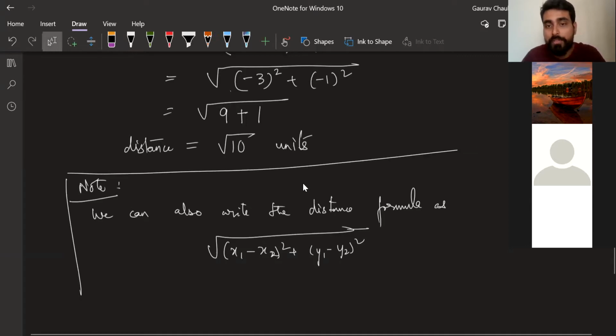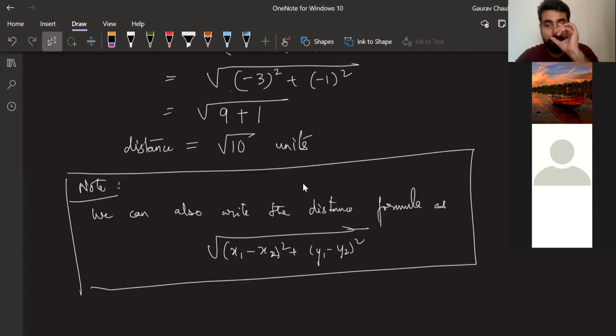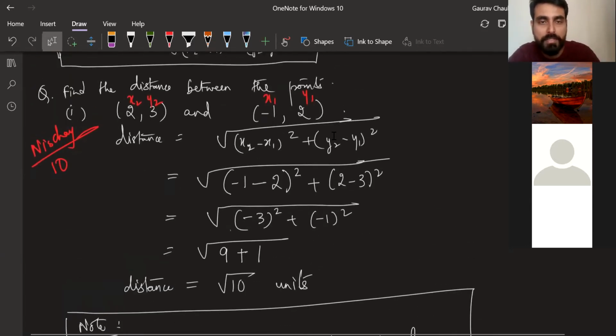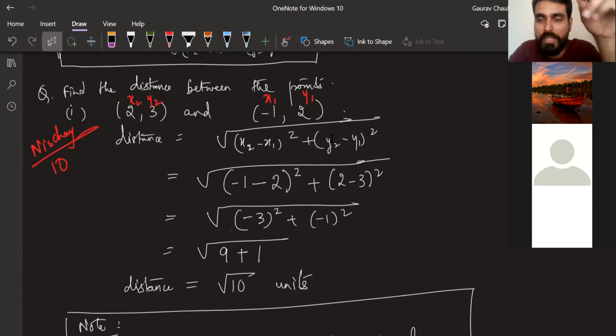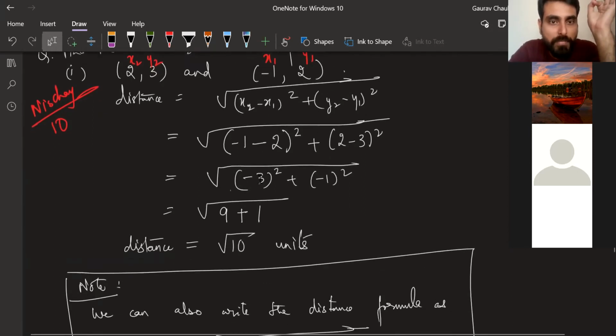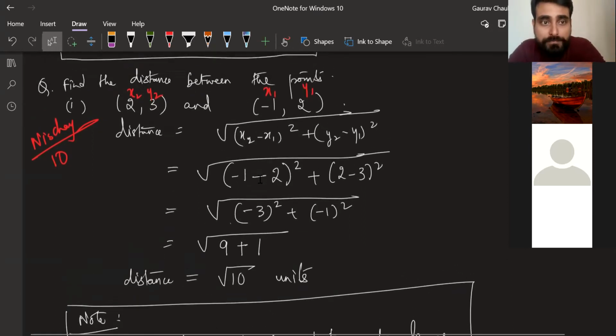There is one more important note. I'll take 5 minutes extra. Just tell the other teacher that Gaurav sir is taking 5 minutes extra. If you can type it in the chat box, my WhatsApp is dead.